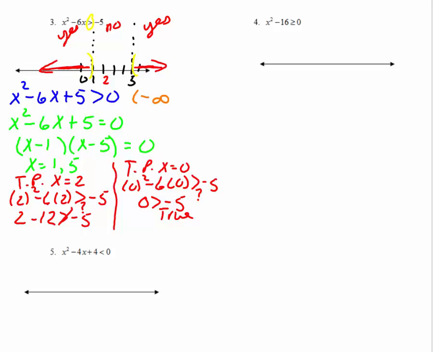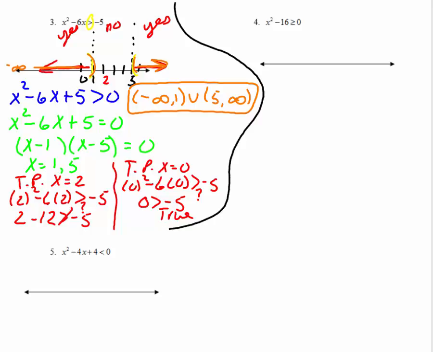So now we need to write interval notation. So from negative infinity all the way to 1. Don't forget to put a union. And then we're starting again at 5, and we're going all the way to infinity. So negative infinity to 1, parentheses, union 5 to infinity, again with parentheses.